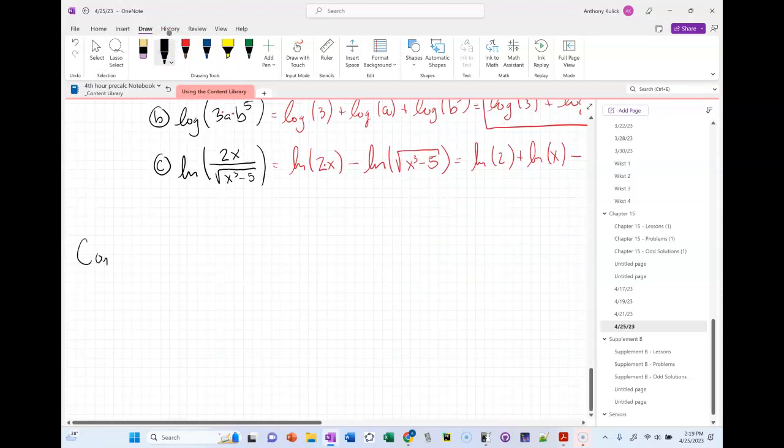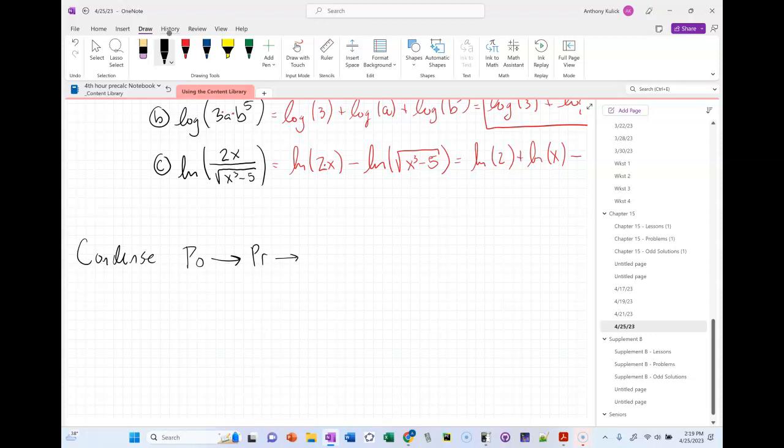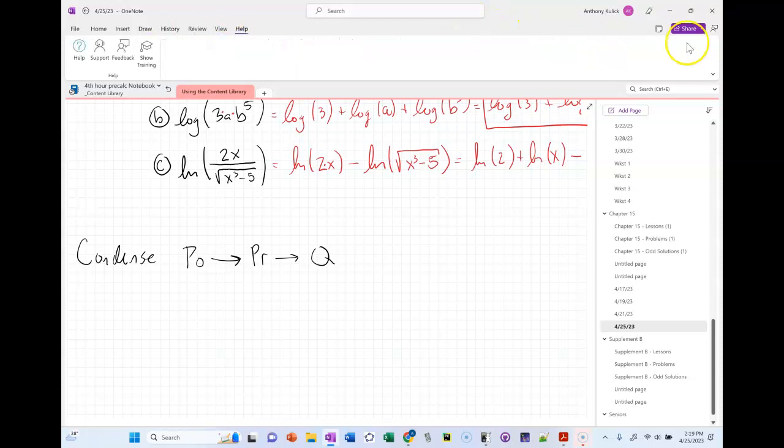The other type of problem was condensing. Here we're going to just do the opposite order. We'll do power, product, then quotient, because the idea is the opposite. We're going to take a bunch of logarithms and try to combine them down into as few logarithms as possible. So it's just the opposite steps. So let's take a couple of examples here.